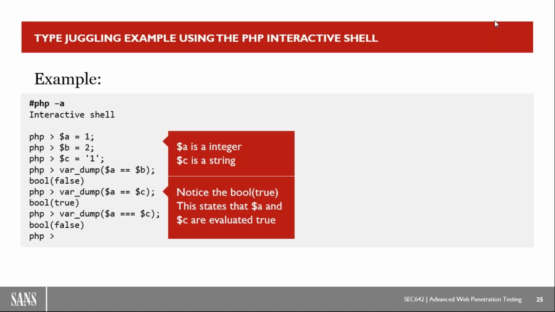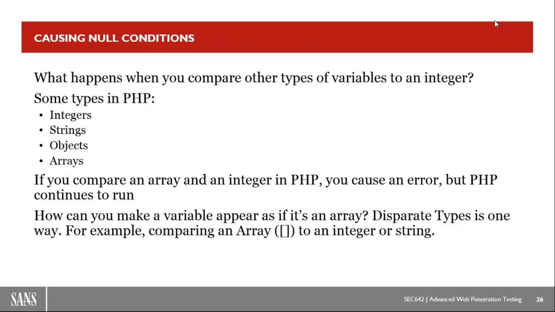So if you evaluate A to B, it says 1 and 2 are not equal, so that's false. If you evaluate A to C, which is basically a string and an integer, that's true. And if you try to strictly evaluate A to C, it's false, right? So that's an actual interactive example of comparisons.